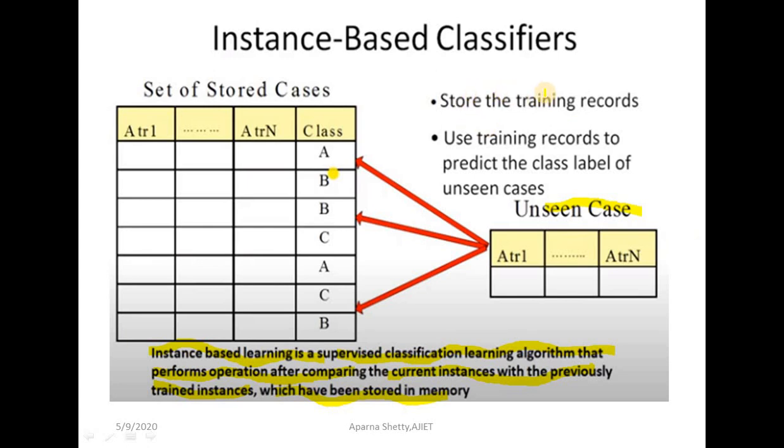So first it will store the training records in memory, and next it will use these training records to predict the class label of unseen cases. In instance-based learning, it performs the operation after comparing the attribute values of the unseen case with the attribute values of the previously stored records. Only with that comparison can it predict the class label of the unseen case. So that was about the instance-based classifier.